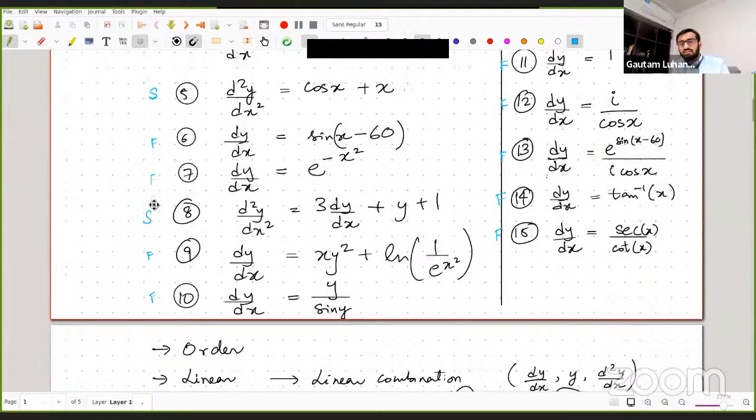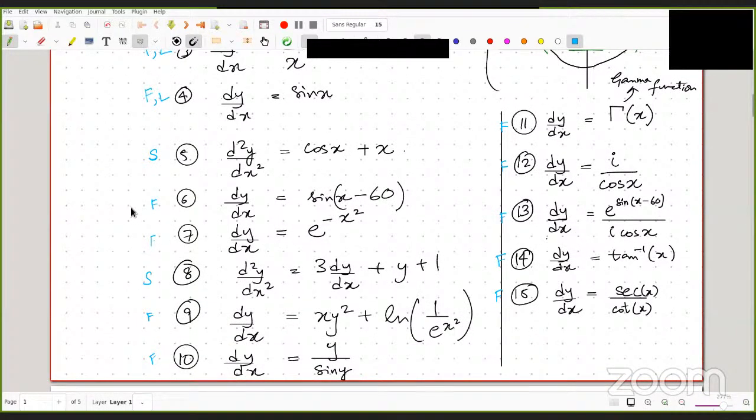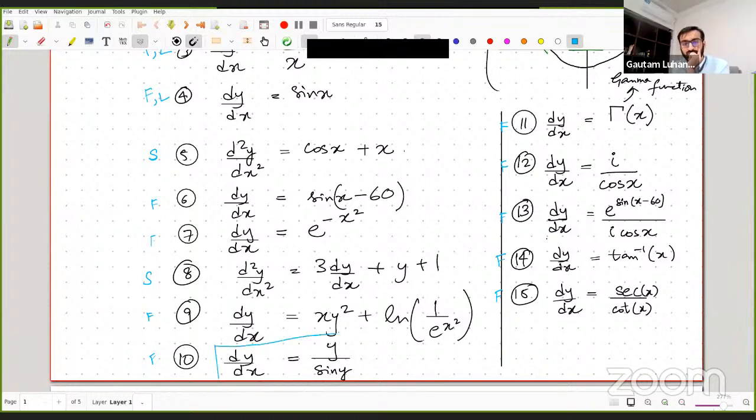Scan this list and tell me if you see any non-linear equation. 10. That's the first example of a non-linear equation. Y over sine y. Y is interacting with itself. So that's the first example that we have of non-linear. Any other example?